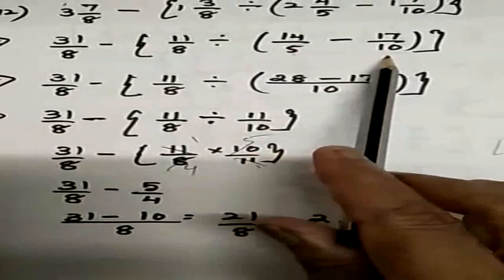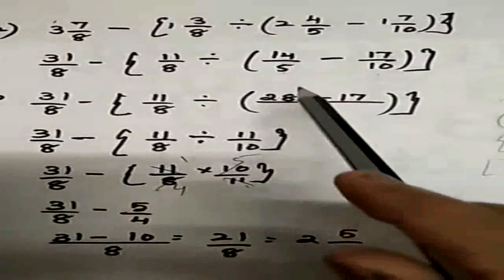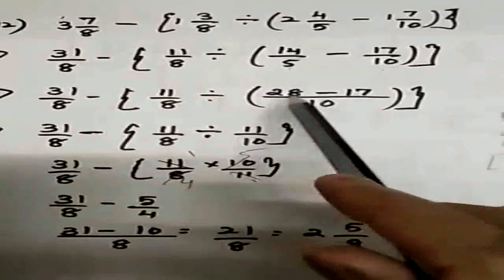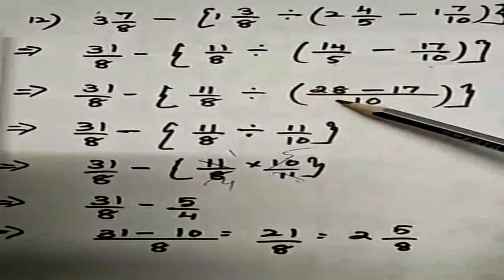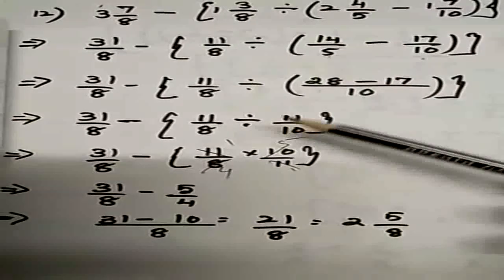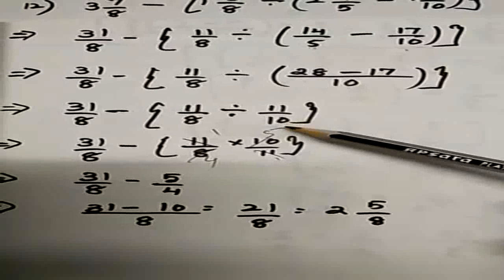What is the LCM of 5 and 10? 10. Now you know how to solve this. 10 divided by 5 is 2, 2 into 4 is 8, 10 divided by 10 is 1, 1 into 7. Now you know it. Next step, you will write the answer of this bracket. Everything else you will copy down, divided by, then you will write the answer of this bracket.